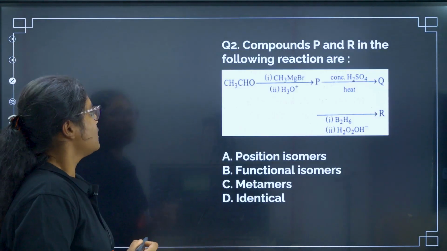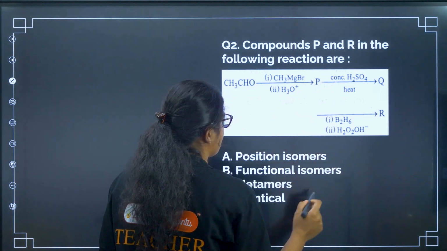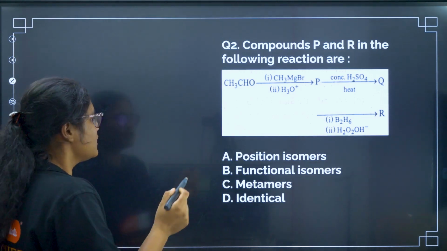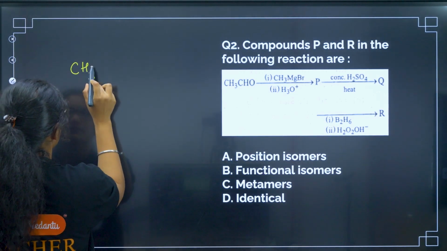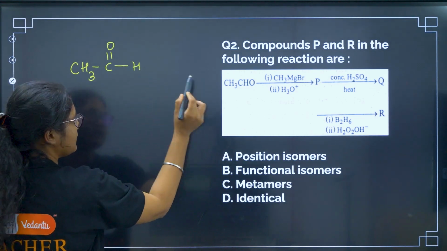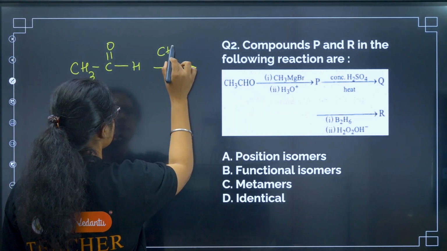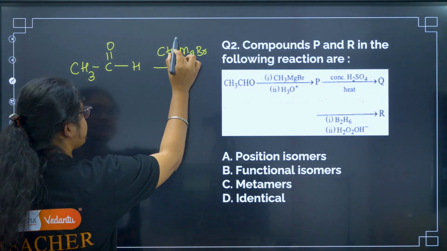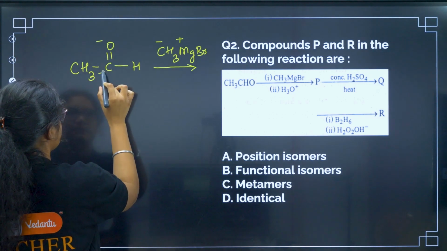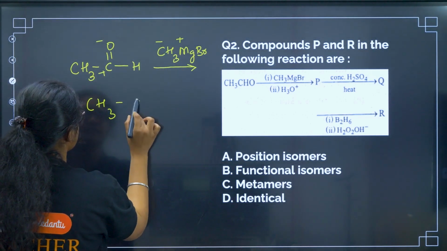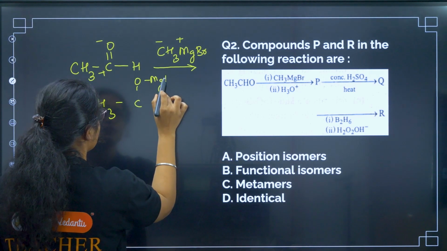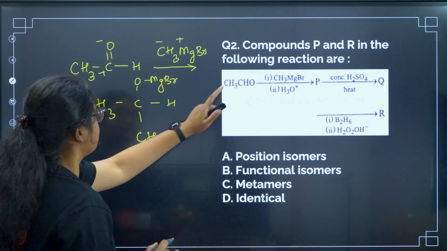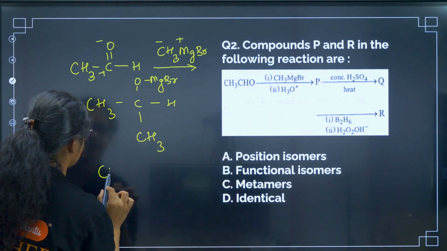Okay. Next, compounds P and R in the following reaction are. So first let us write down the products and then we can see which type of isomers they are. So we have first CH3CHO. Here we treat it with CH3MgBr. Now this CH3MgBr is nothing but a Grignard reagent, so you can denote the charges as minus and plus. This one will attack here. We will get CH3CH(OMgBr)CH3, with H here and CH3 here. Now when you give H3O plus, this will be converted to alcohol, right?